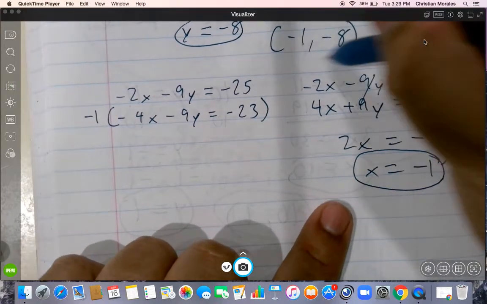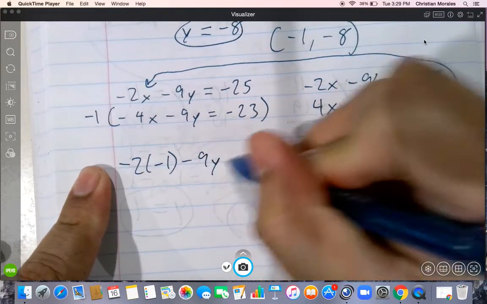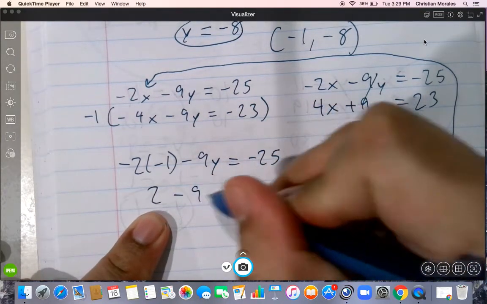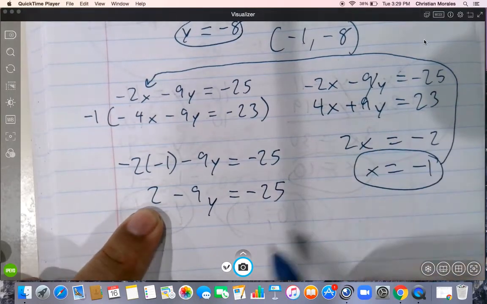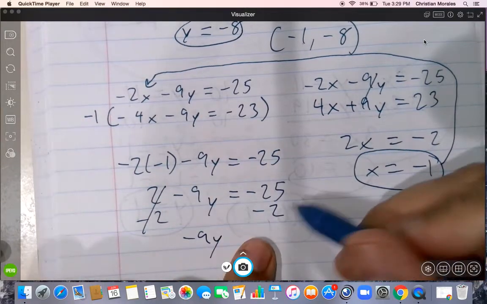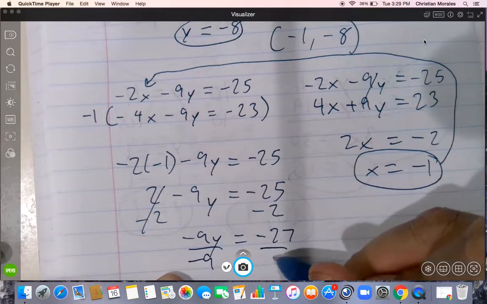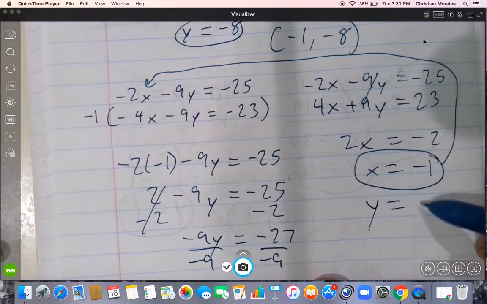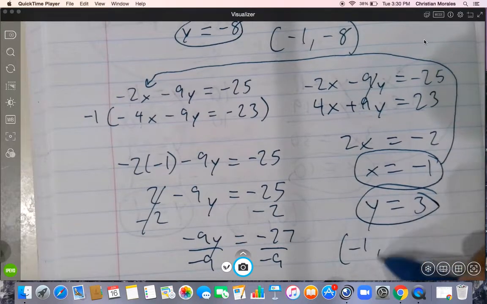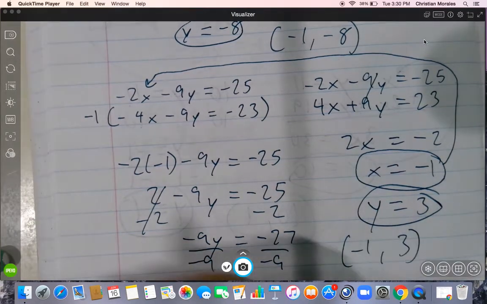Okay, you take it, you're going to plug it into the original. Now your job is to solve for y. That makes it positive 2. Okay, you want to move that negative 2, minus 2 to both sides. 2's cancel out. You're going to make negative 27. You're going to divide by negative 9. Your answer is y equals positive 3. So again, you have your two answers. Write it as an ordered pair. And there it is. Okay, so guys, that's elimination. That's how you do it.